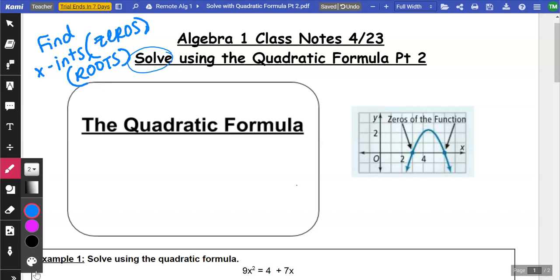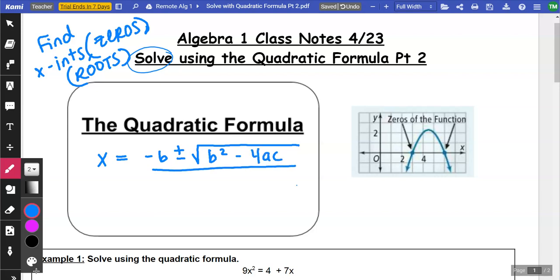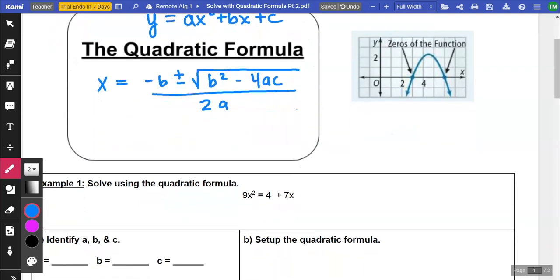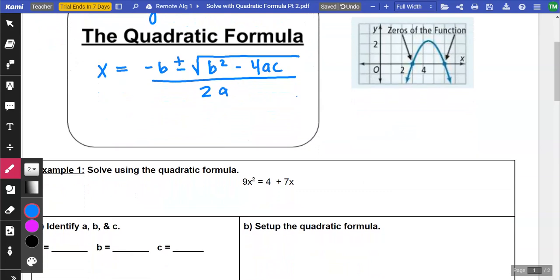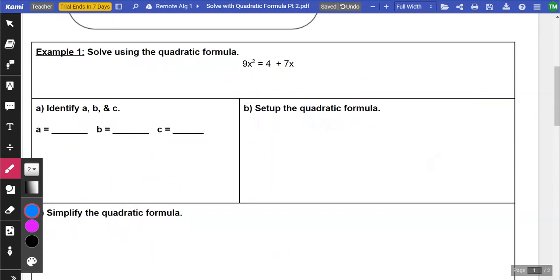So what is the quadratic formula? The quadratic formula is x equals negative b plus or minus the square root of b squared minus 4ac all over 2a. And remember, a, b, and c come from standard form, y equals ax squared plus bx plus c. So let's go ahead and use this equation with some examples.